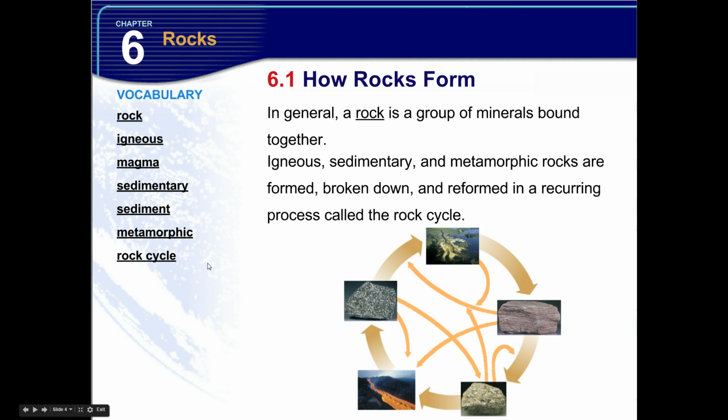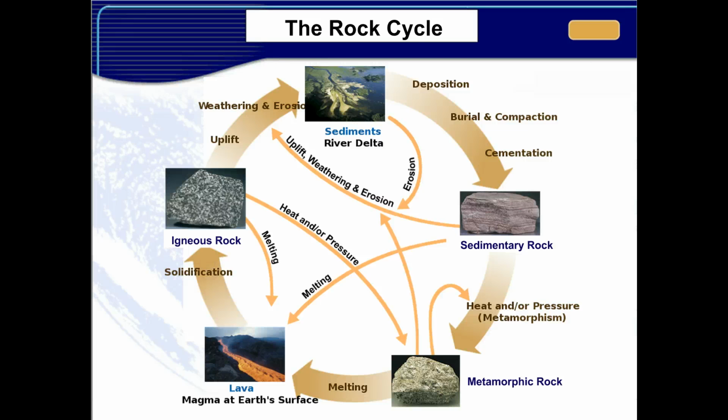Now in general, a rock is a group of minerals bound together. Igneous rocks, sedimentary rocks, and metamorphic rocks are formed, broken down, and reformed in a recurring process called the rock cycle. So here are our processes. Let's start with sedimentary rocks, or sediments.